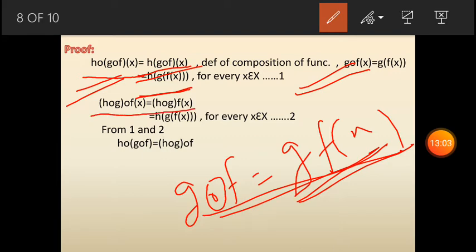Similarly, we can get the second result. ((h o g) o f)(x) can be written as (h o g) of f(x), removing the o. So this again comes out to the same value, h of g of f(x). So from 1 as well as 2, we can conclude the left hand side equals the right hand side. We will use this theorem to prove another theorem, so just remember this result.